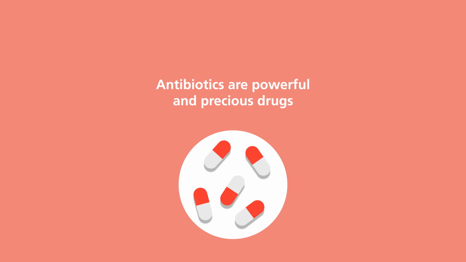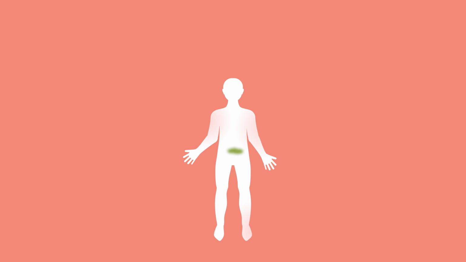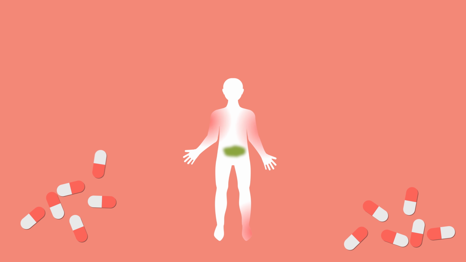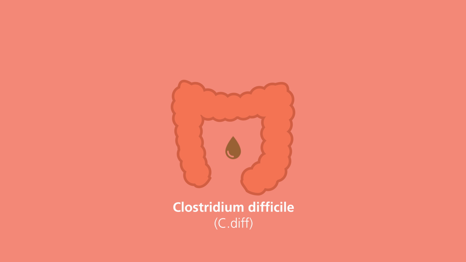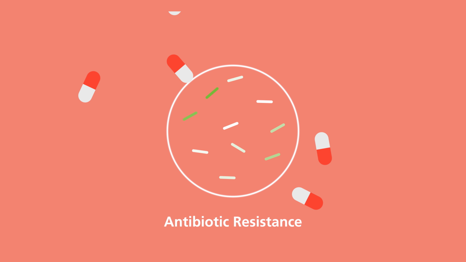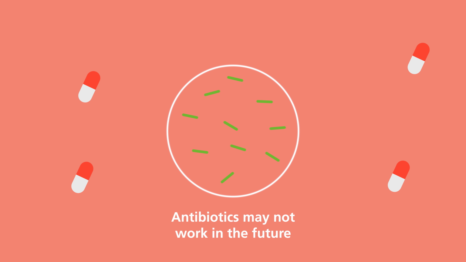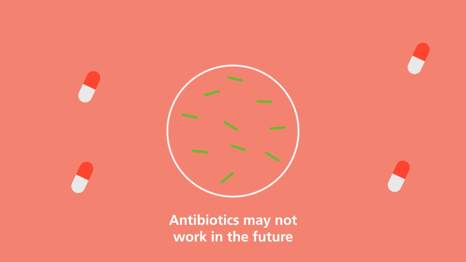Antibiotics are powerful and precious drugs. Giving an older person antibiotics when they don't need them can lead to side effects, such as rashes, stomach upsets, or drug interactions. Clostridium difficile diarrhoea, or C. diff, is a life-threatening infection of the bowel caused by antibiotics. You may have heard of antibiotic resistance. This happens when bacteria are exposed to an antibiotic and then adapt, so that they are no longer killed by that antibiotic. This means that antibiotics may not work in the future if the person really does need them.